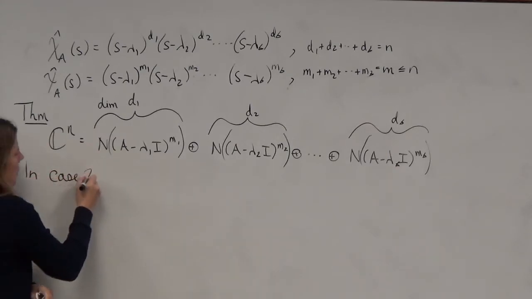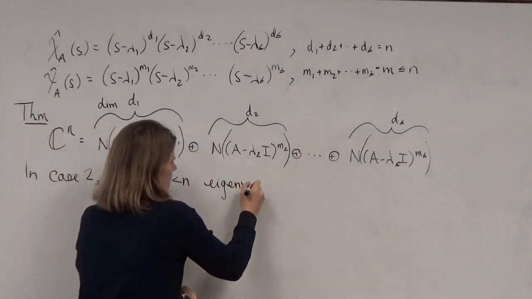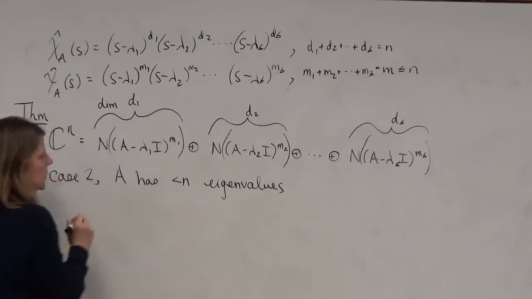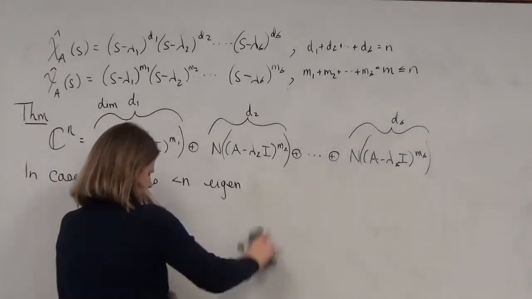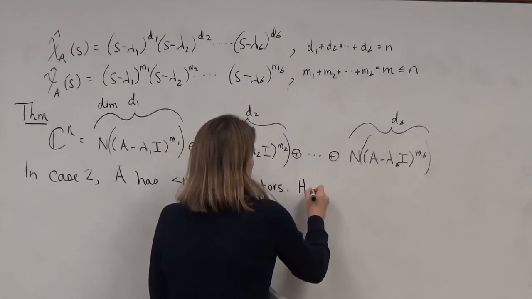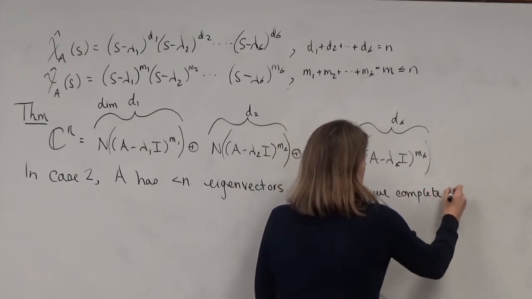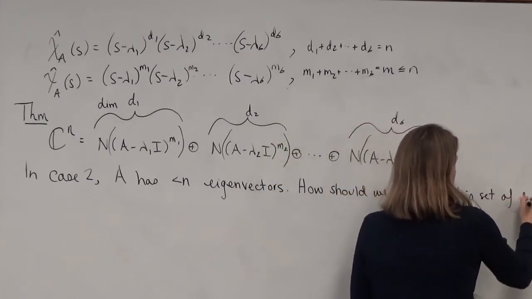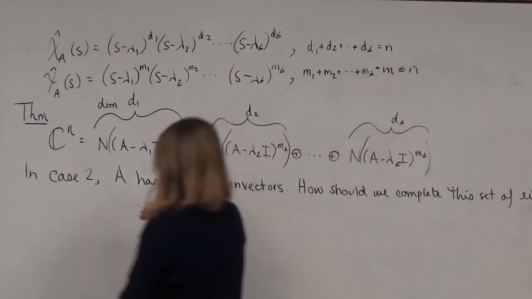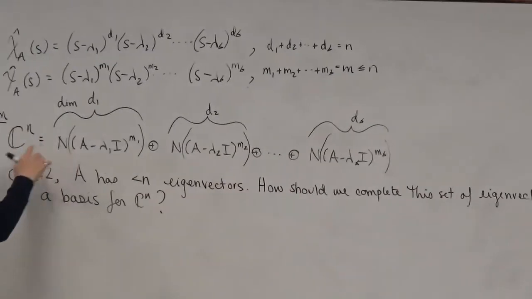In case 2, we have strictly less than n eigenvectors. I should say the matrix A has strictly less than n eigenvectors. How should we complete this set of eigenvectors to give a basis for Cn? Well, this gives us a guide here.